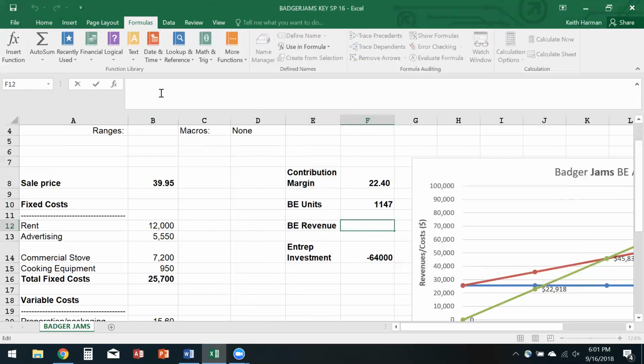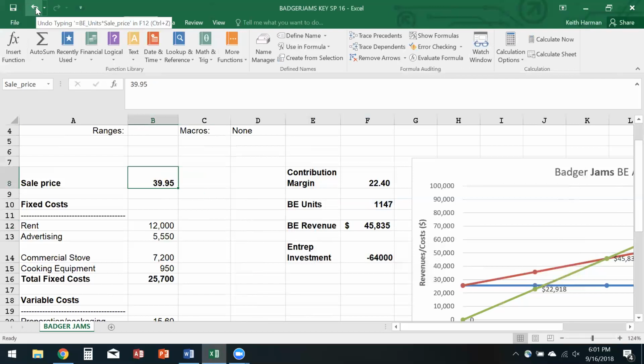This will equal, and then we'll use in the formula the break-even units, or BE units, times the sale price. And there we are. Now, we've got some rounding there. But we're in good shape. Oh, no, we're good here. So we've got the break-even revenue. We'll walk that back.